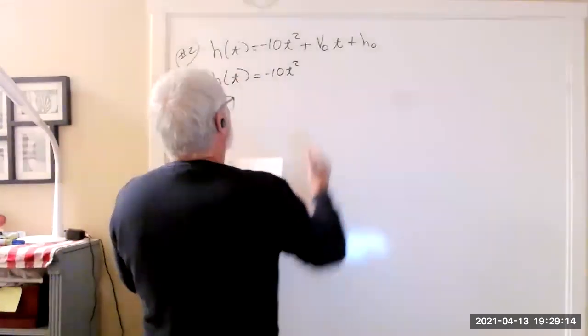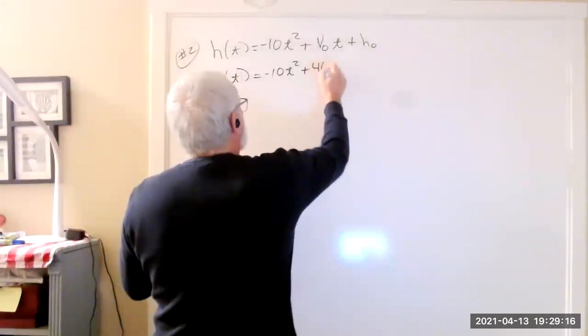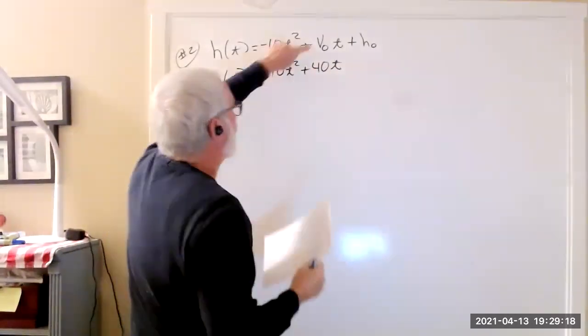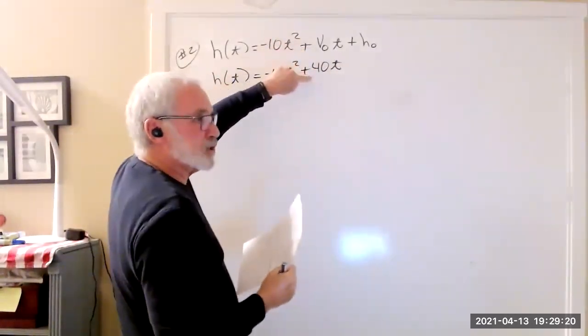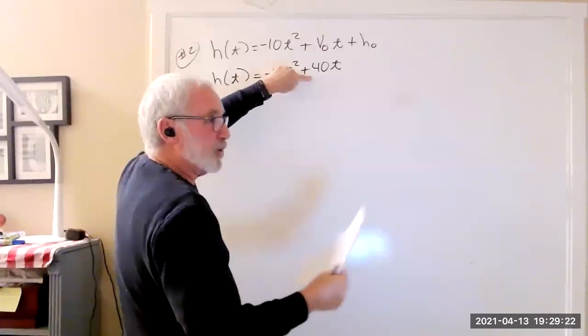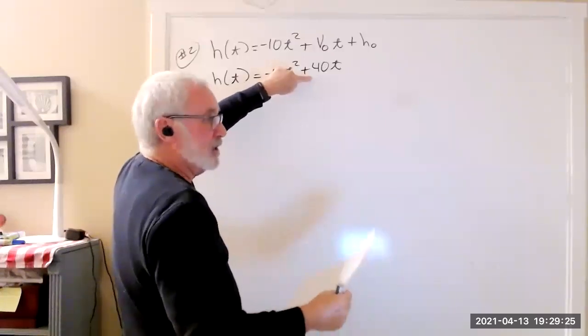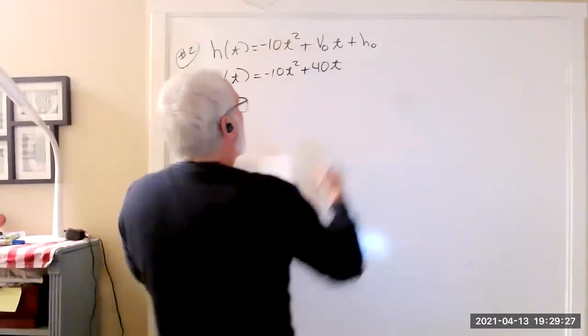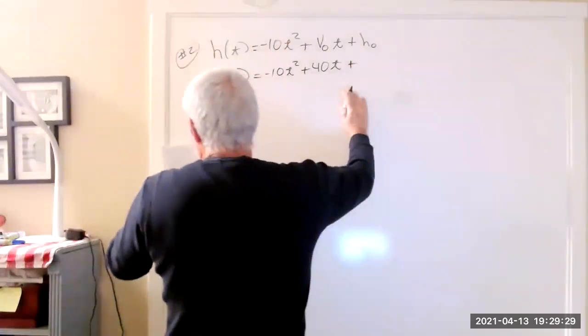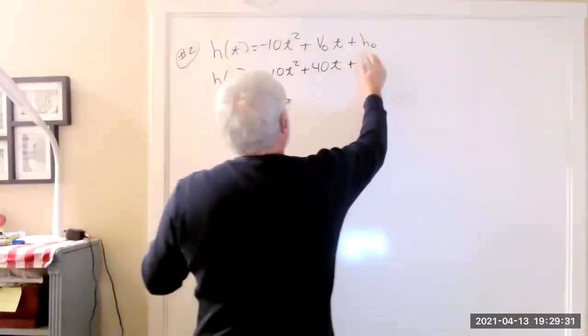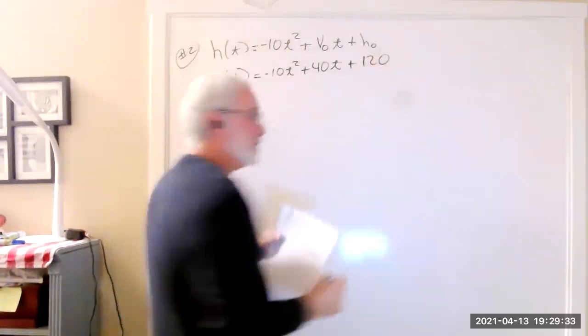40 meters per second. 40, yeah, plus 40t. So the V naught, meters per second, is speed, that's velocity. And she was standing where? Oh, 120 meters above the sea level.